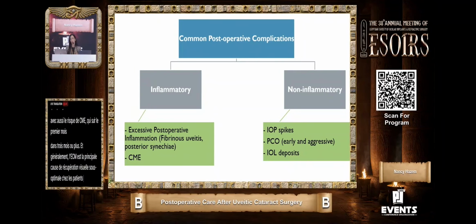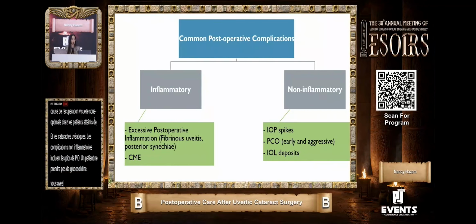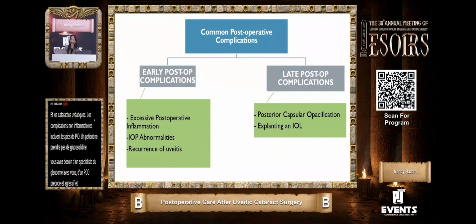And the non-inflammatory complications include IOP spikes. A patient may go full-on glaucoma afterwards. You need a glaucoma specialist with you. Early and aggressive PCO, and IOL deposits. That's usually a late post-operative complication.